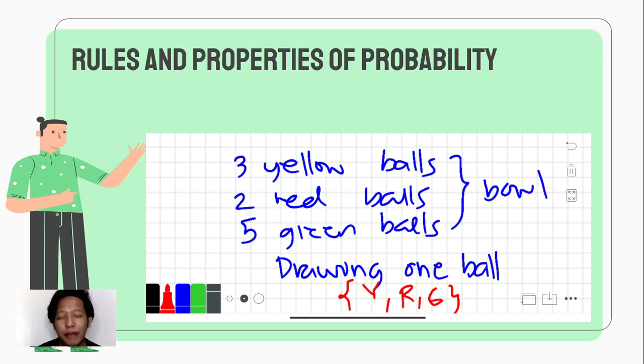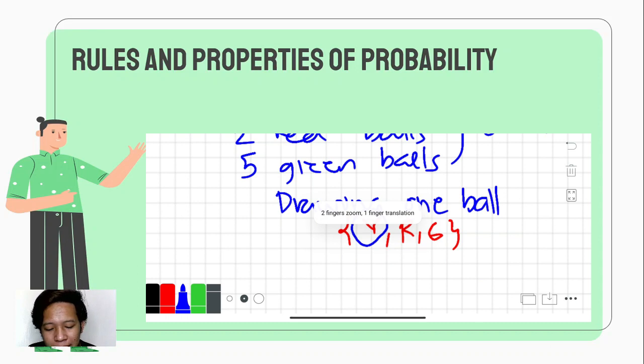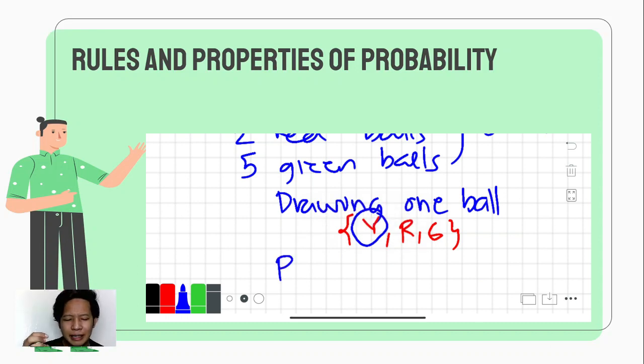Now, our event is getting a yellow ball. Okay? So, ang event natin is getting a yellow ball. So, what is the probability? The probability is expressed using this form, P, tapos naka-include yung event natin. Let's say, for example, the probability of getting a yellow event or a yellow ball. Okay? So, what is the probability of getting a yellow ball?